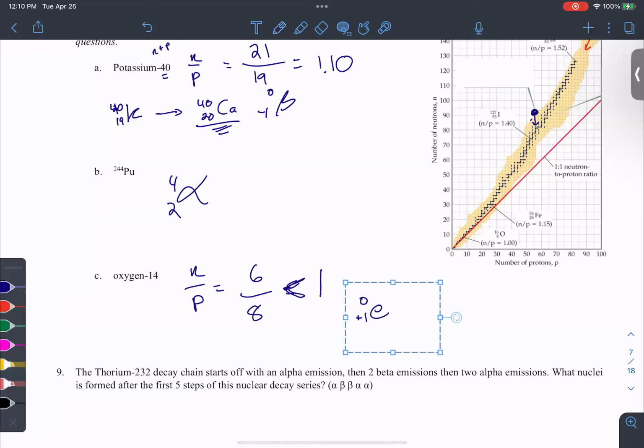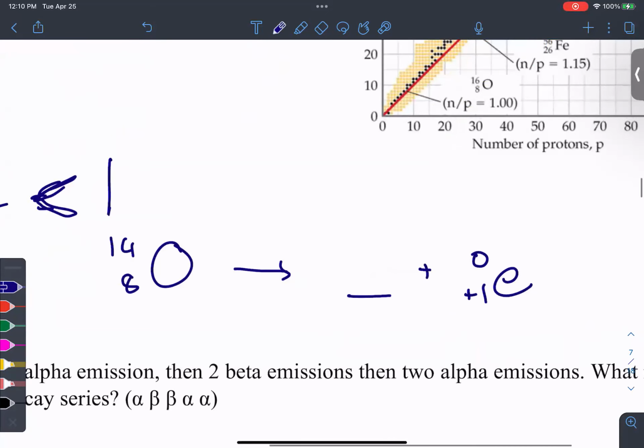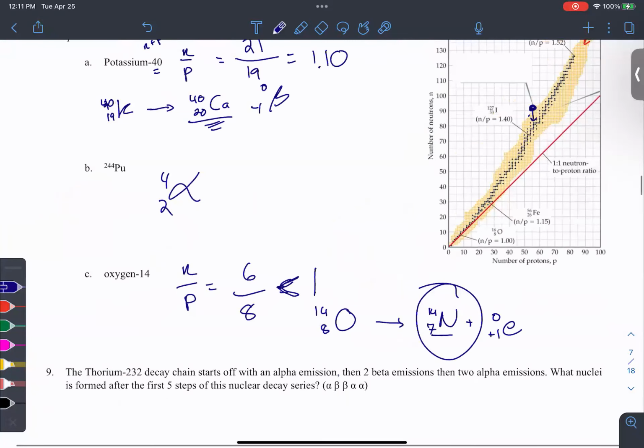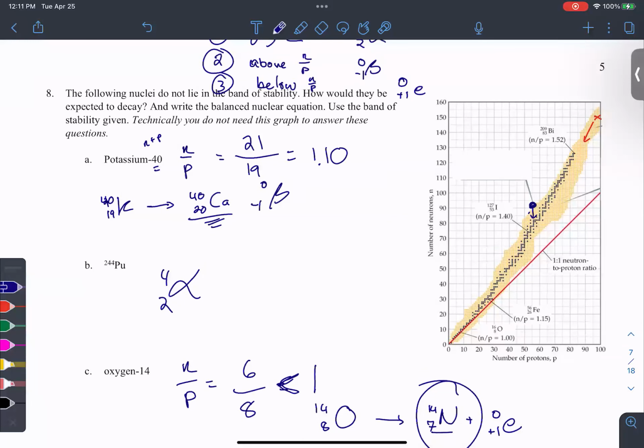So for funsies, let's get the product. A positron is being emitted. What's the product when oxygen 14 undergoes positron emission? 14, 7, what is this? Nitrogen. What's the neutron to proton ratio there? 1. Do you think nitrogen 14 is stable? Heck yes, it is. And so again, if you forget if it's beta or positron emission, try both and see what the product is, see which one gets you in the more stable direction.